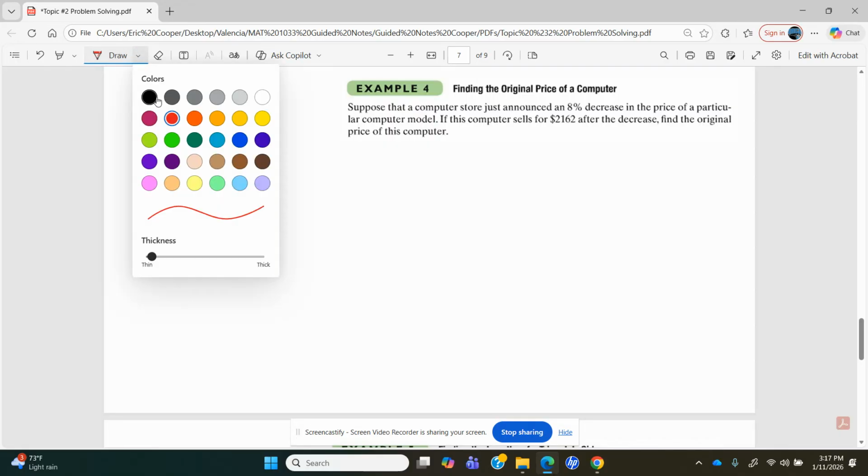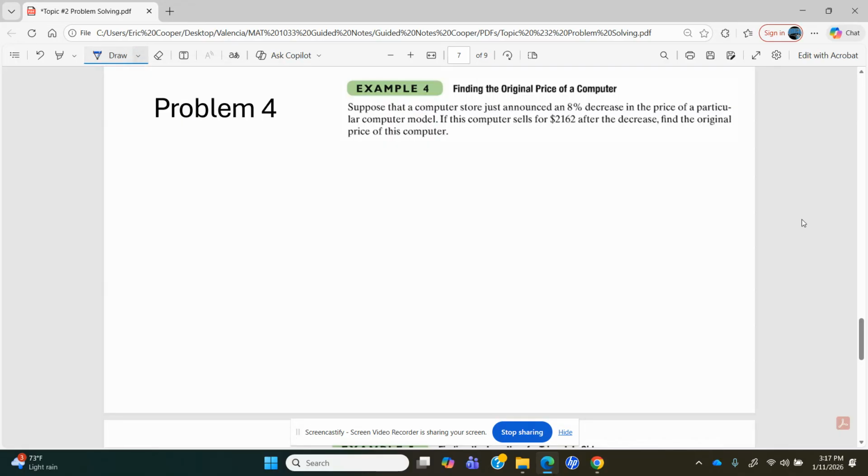Problem number 4. This one involves a little bit of discounts. Suppose that a computer store just announced an 8% decrease in the price of a particular computer model. If this computer model sells for $2,162 after the decrease, find the original price of the computer. So, in this case, we need to identify what x is, and our unknown here is, well, what is the original price?